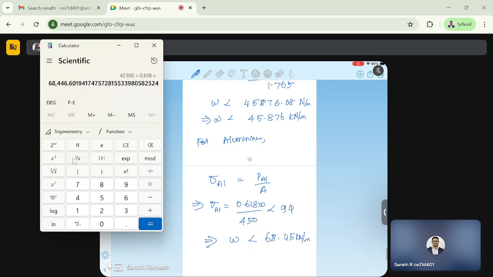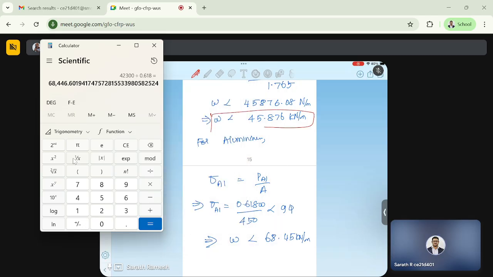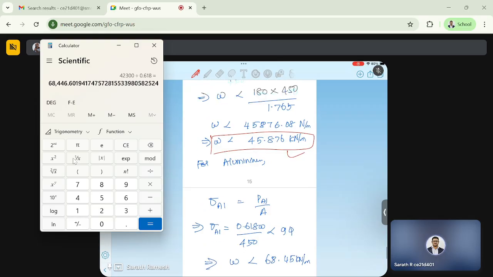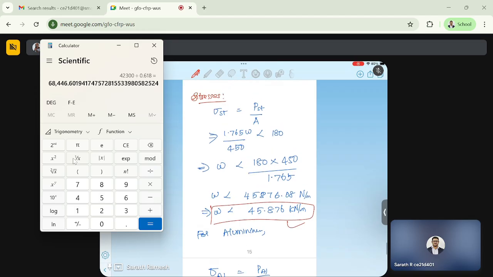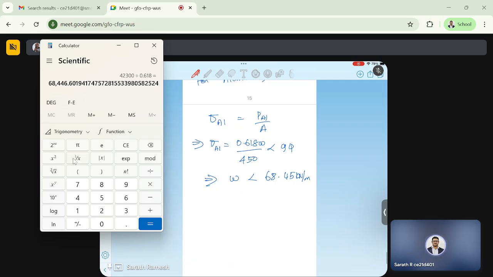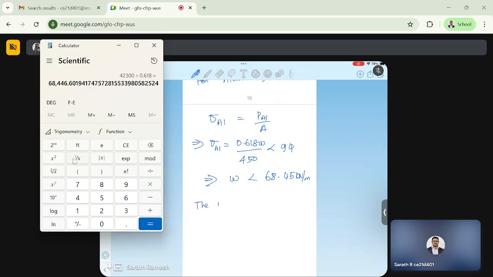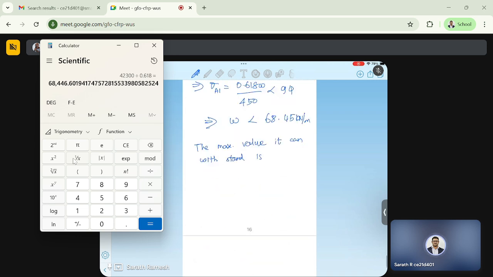So out of this, which is the minimum, that is the final answer, because once W crosses this, it's going to fail steel, right? So that's it. Fine. So this is the final answer. So the minimum value it can withstand, sorry, the maximum value it can withstand is 45.8.